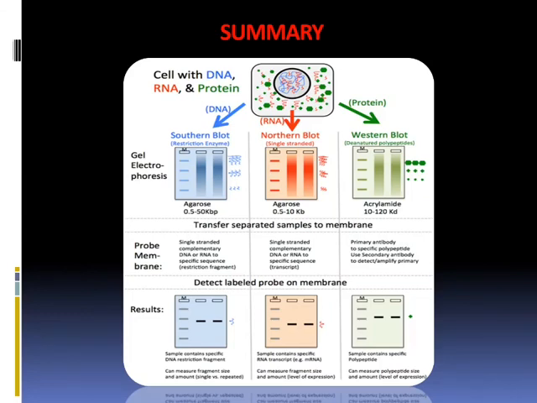Summary. We have already discussed in detail: DNA, Southern blot; RNA, Northern blot; Western blot is for protein. In the Southern blot, we used restriction endonuclease, then the fragments were separated by gel electrophoresis, and then the labeled probe, complementary to the separated DNA, binds, and then visualization by autoradiography.